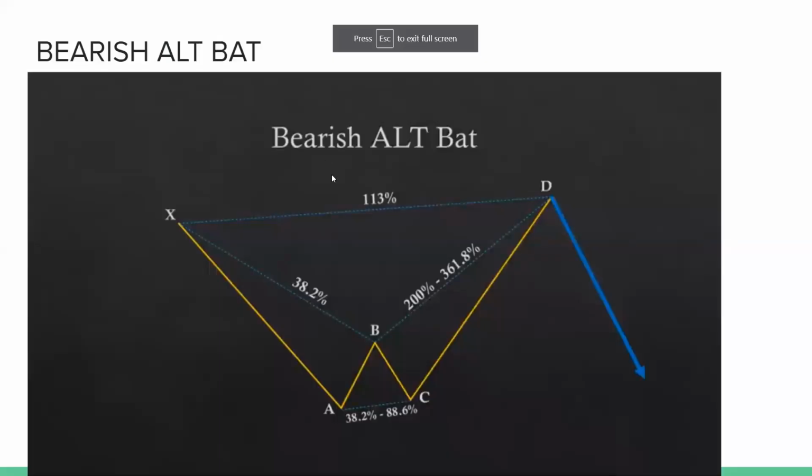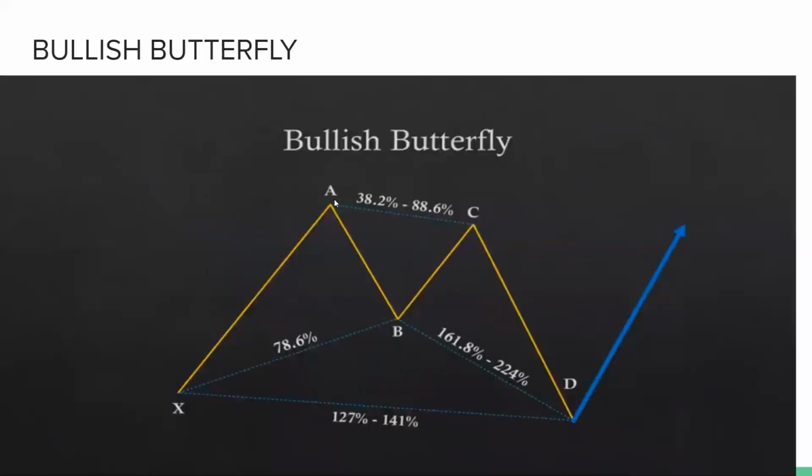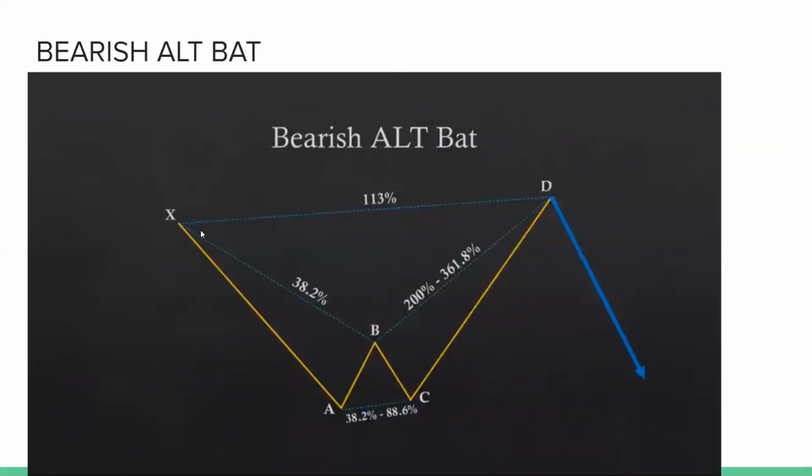Now, we have the bearish alt bat. Sorry, bearish. It's just the inverse of the other one. Pull your fib from X to A. B has to be in a retracement of 38.2 of XA. Again, AB is a retracement of XA. That's simply the math. Now, pull your fib from this to here to get point C. It has to be between the 38.2 and the 88.6.